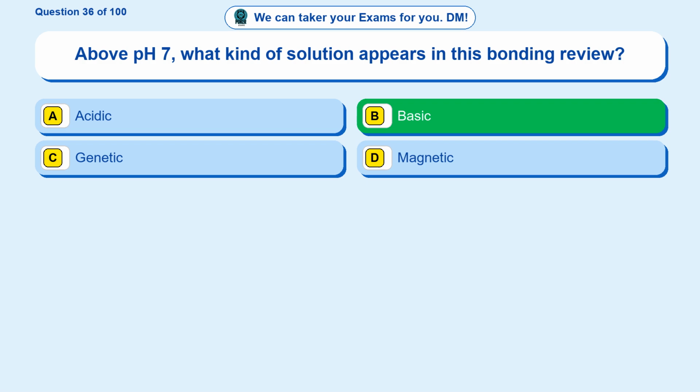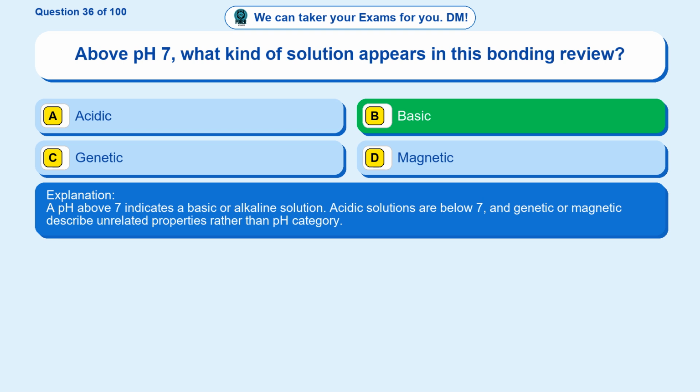The correct answer is option B, basic. A pH above 7 indicates a basic or alkaline solution. Acidic solutions are below 7, and genetic or magnetic describe unrelated properties rather than pH category.